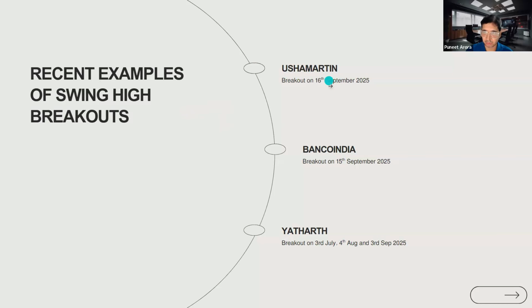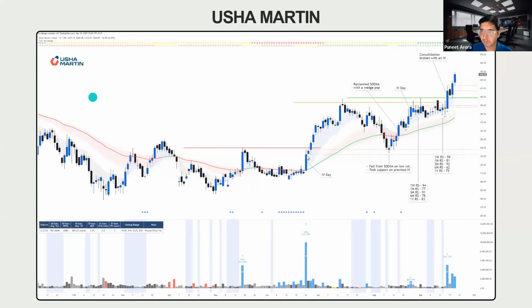I have three examples to show you: Usha Martin, Banco India, and Yatharth. This was shared by me in the group also, so it becomes easier to go back and see what happened on those days. So Usha Martin made a base here. It started appearing in our swing high setups over here. It had an IV day multiple times, over here. It went up, took support from IV, and reclaimed the 50 EMA with the wedge pop. At the moment, we do not have a wedge pop filter, but we can definitely put it in our dashboard soon.